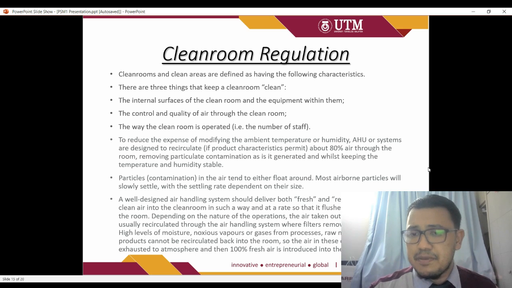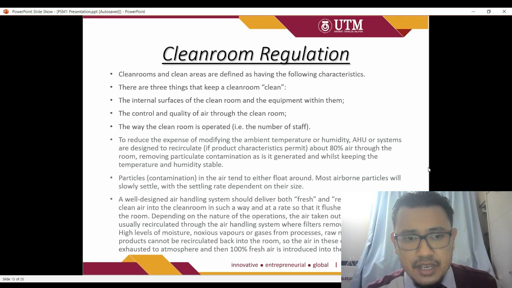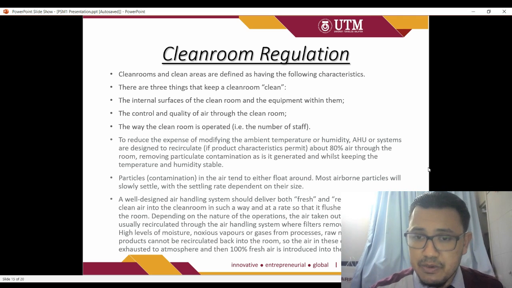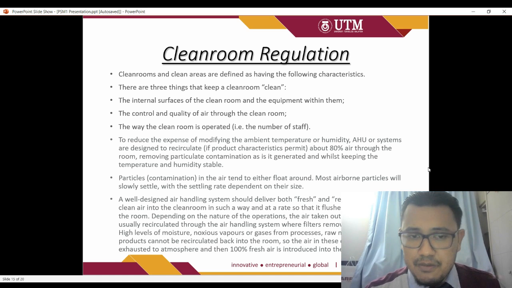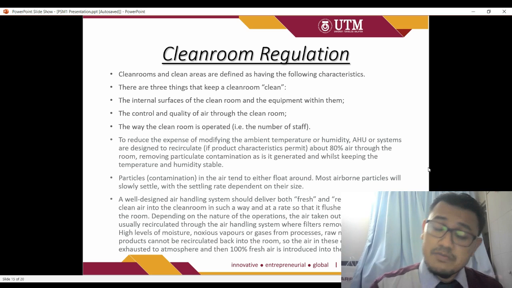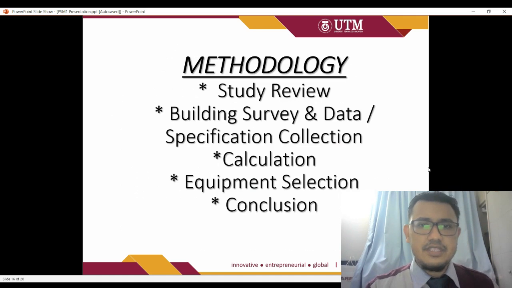So if we flush the particles from the room, depending on the nature of the operation, the air taken out of the room is usually recirculated to the air handling unit, where the filter will remove all the particulates, high levels of moisture, noxious vapor or gas of process, raw material, and sometimes when we want to control the RH, we use the double coil AHU or we use the heater. That one depends on the energy saving or energy efficiency of the equipment.